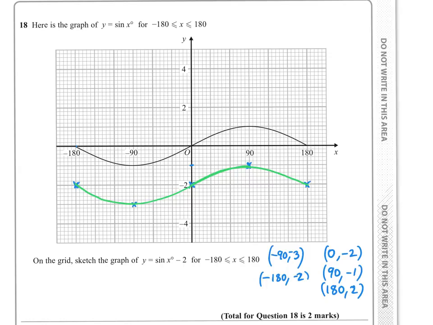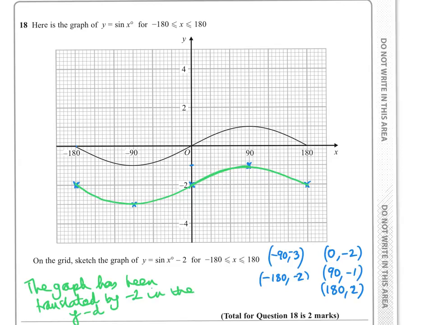And I might just write down here that the graph has been translated by negative 2 in the y direction. Something like that. Okay, because that backs up your diagram.